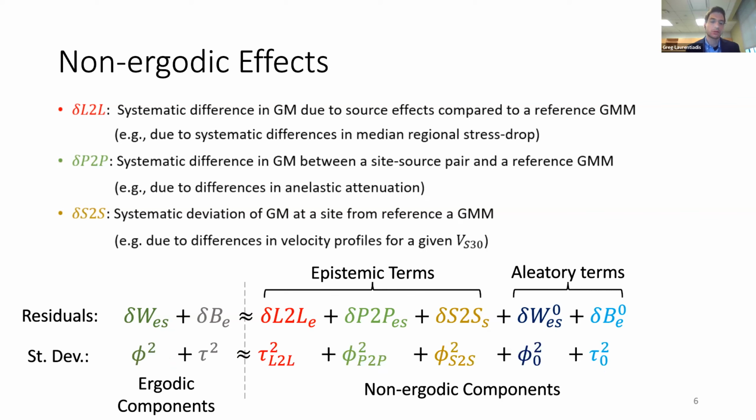And the same is true for the standard deviation terms. So the full amount of aleatory variability in the ergodic model is equal to the epistemic uncertainty of the non-ergodic model before we have any local data available, plus the remaining aleatory variability.